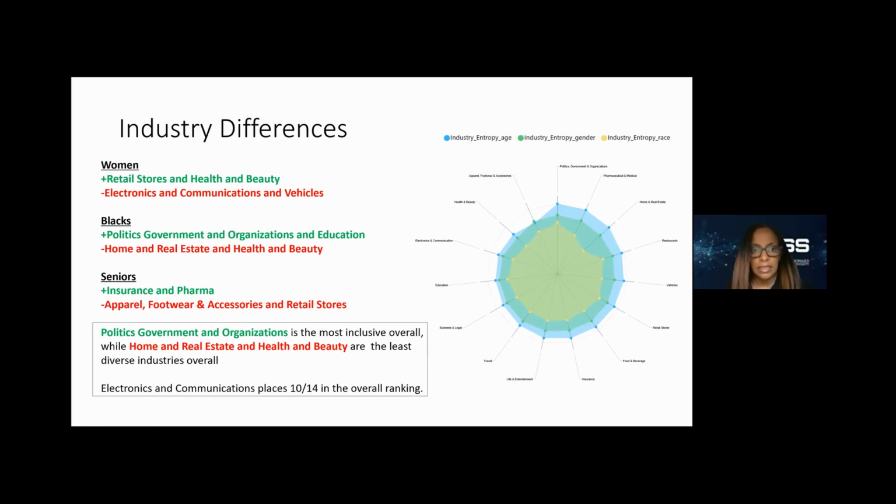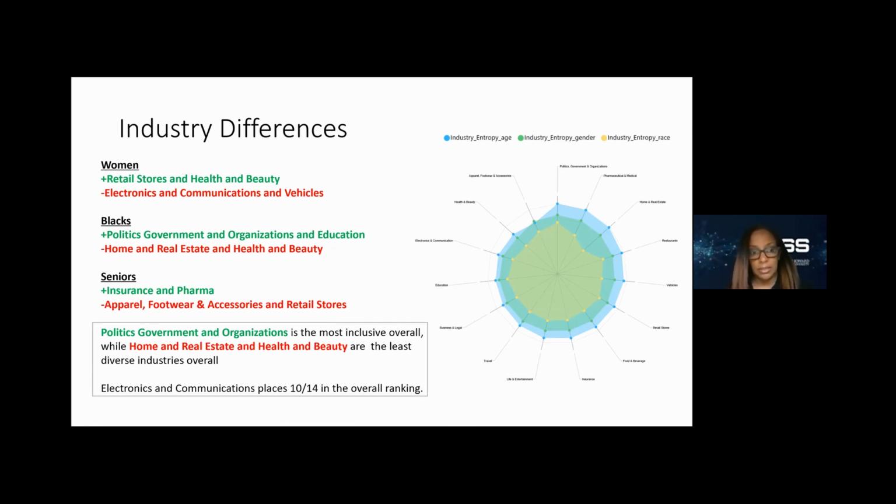Maybe not surprisingly, we found that women were more likely to be shown in retail stores and health and beauty, and less likely to be shown in electronics and communications and vehicles. Blacks were more likely to be shown in ads about politics, government, and organizations and education, and less likely to be shown in home and real estate and health and beauty.